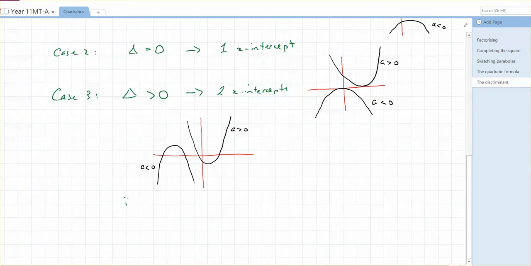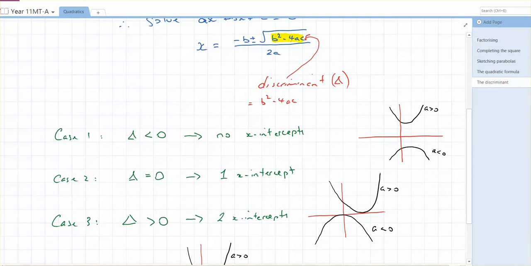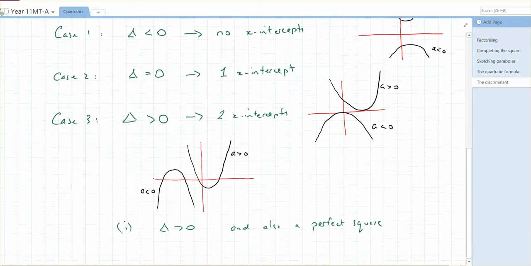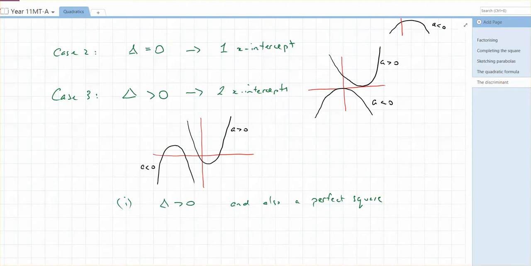Case 3 part 1, when the discriminant is greater than 0, and also a perfect square. So it's a positive number, but it's also a perfect square. Now have a think about that as we go back and have a look at the quadratic formula. If we put a perfect square number in here, like 25, square root of 25, that's 5, and we're going to have a rational solution. We have two rational solutions. Rational numbers meaning fractions, whole numbers.